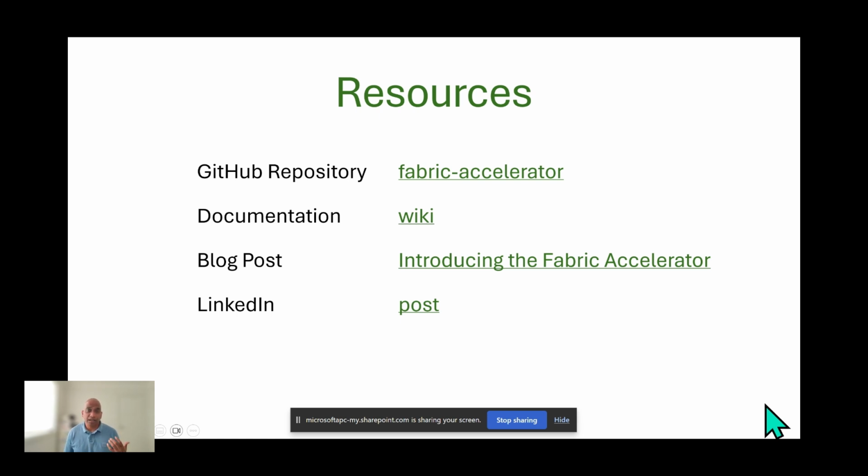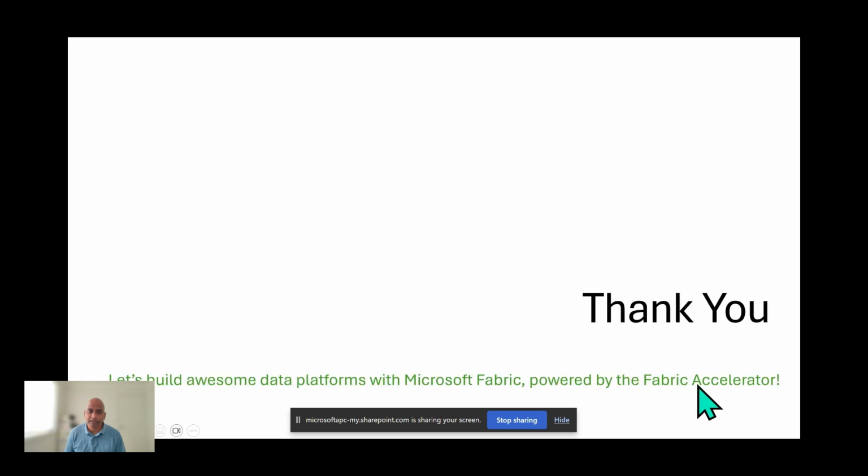The best place to start is the Fabric Accelerator GitHub repository. In that repository, you'll find wiki documentation that will give you all the instructions to get started. There is also a blog post on LinkedIn as well as on my blog. I hope you found this session helpful to get an overview of what the platform is, what we are trying to solve, and how the architecture is built.